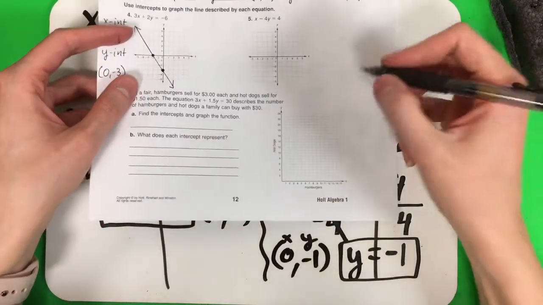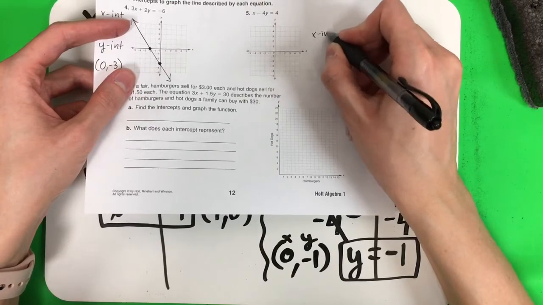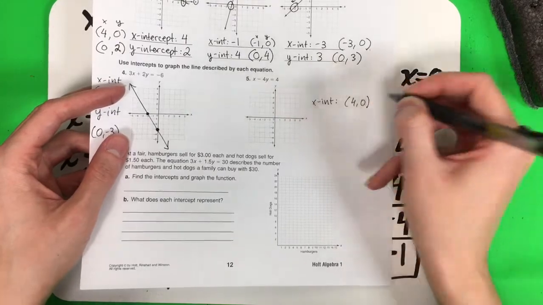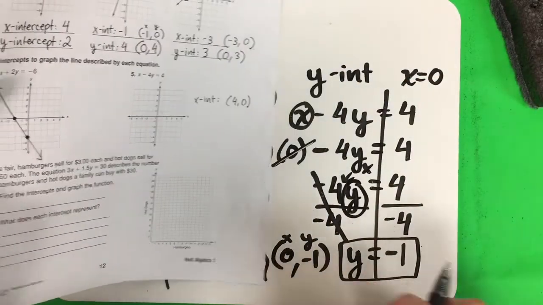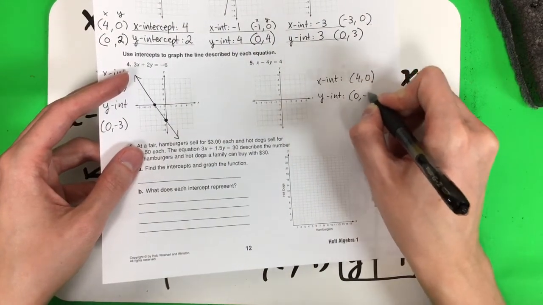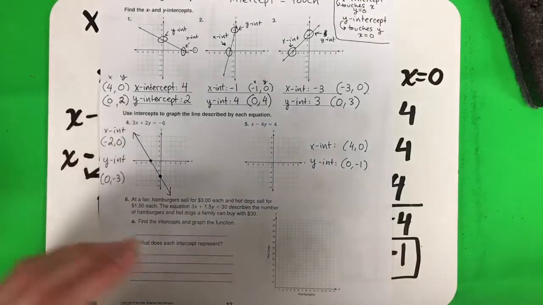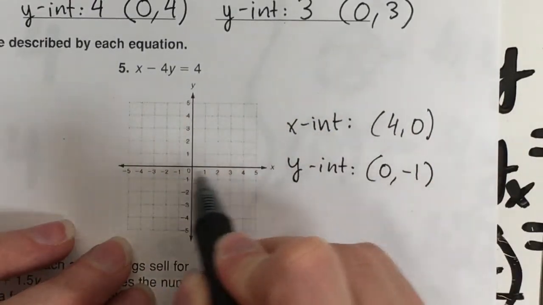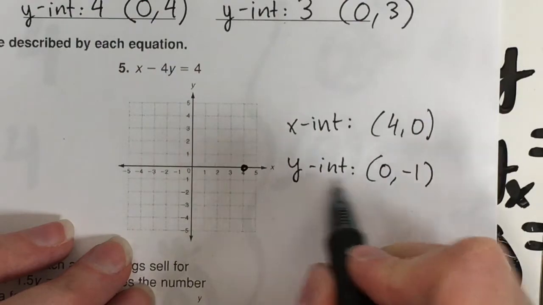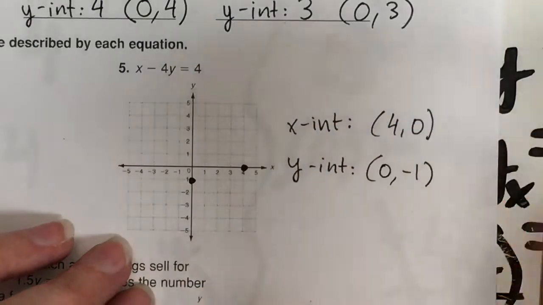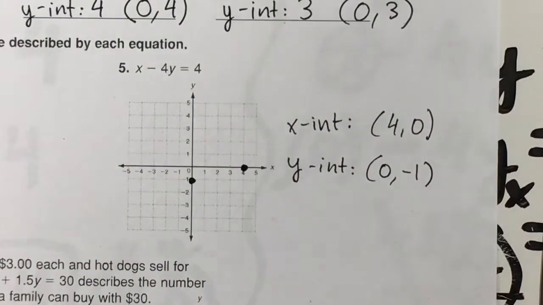So let me write it down. So here we had x-intercept was 4, 0. And this one we had y-intercept 0, negative 1. Okay, and I'm going to zoom in so we can see. So x-intercept is 4. So here's x, here's 4. Y-intercept is negative 1. So y negative 1, that will be down. And we're going to draw our line with our calculator.